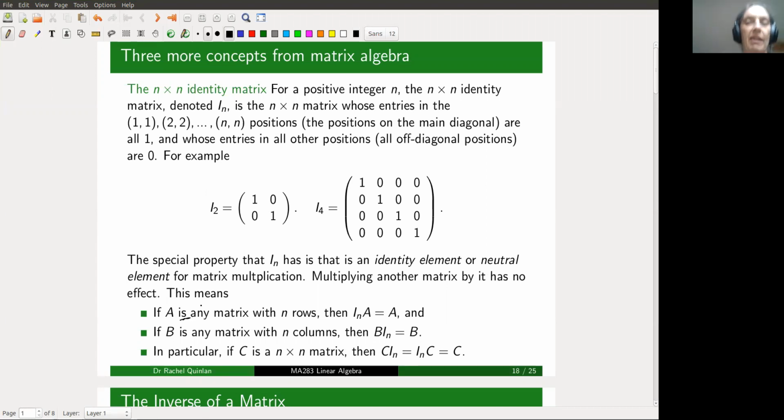So just to see why that is, in our context of matrix multiplication, let's apply it, for instance, to a vector v with length n. So I_n v would be the n by n identity times the vector whose entries are v1 down to vn.